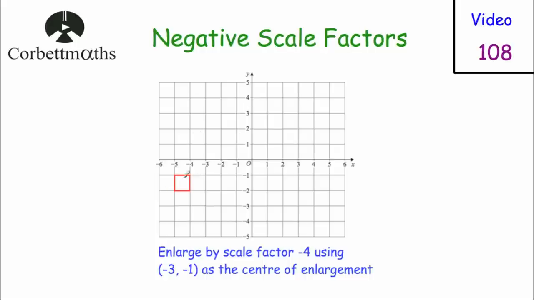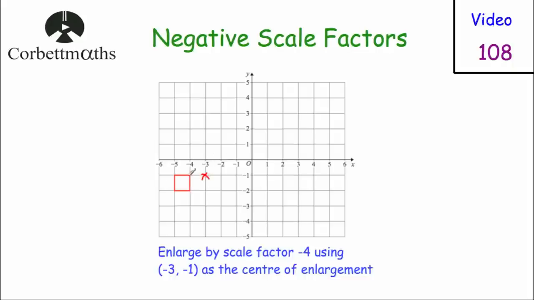So here we've got a square, and it's drawn on our grid, and we've been asked to enlarge by scale factor -4 using (-3, -1) as the center of enlargement. Let's mark on that center of enlargement. So that center of enlargement will be here, (-3, -1). And we're now going to enlarge each of these points.